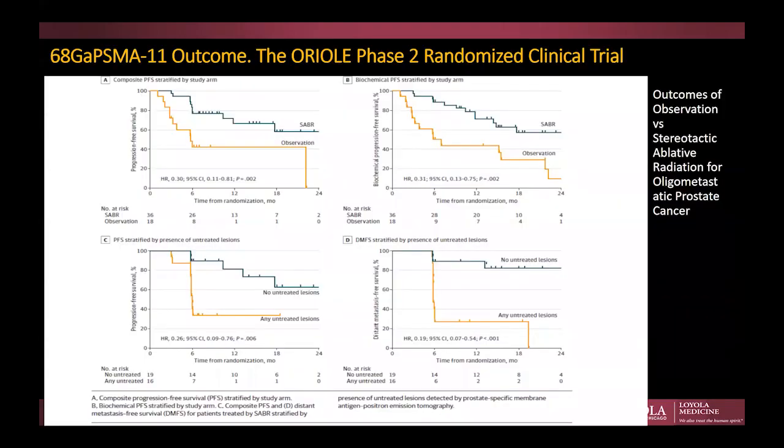So going into PSMA and outcome, you can see for biochemical progression-free survival, and other aspects of the outcomes, you can clearly see in the blue line that when you use functional imaging, in this case PSMA, to guide radiation treatment, the outcome is much better compared to just observation.